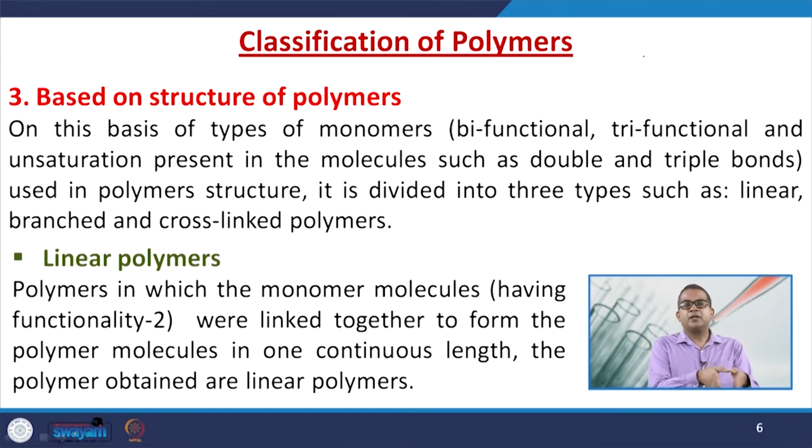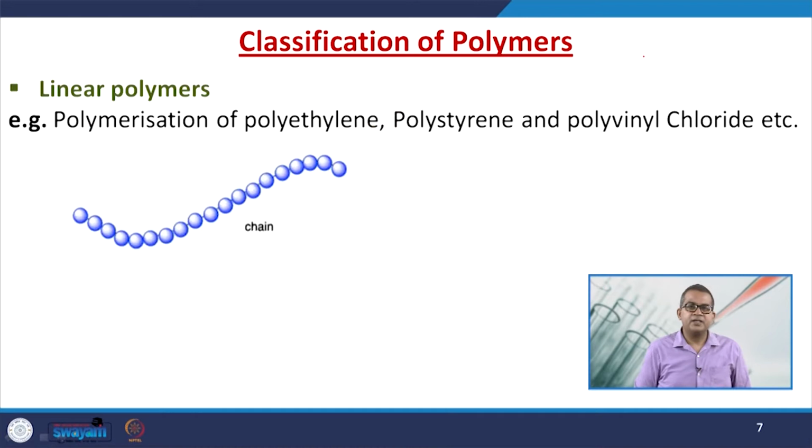So, you are having the third basket, that is based on the structure of polymer, and you are having sub containers in it like linear polymer, branched polymer and a cross-linked polymer. So, we will discuss this thing in a broad spectrum. Now, linear polymers are those in which the monomer molecules having the functionality greater than 2 are linked together to form polymeric molecules in one continuous length. The polymers thus obtained are termed linear polymers.